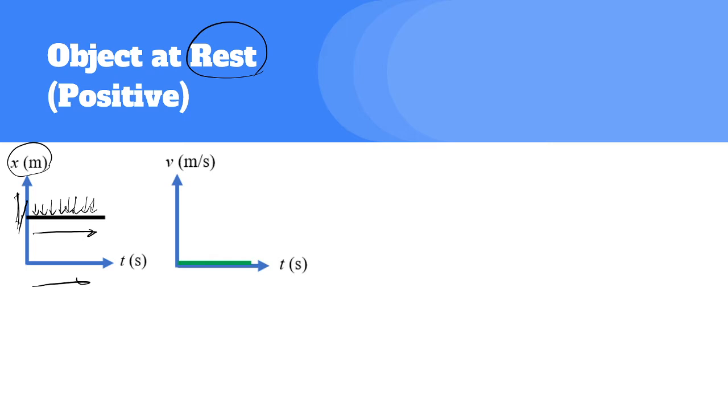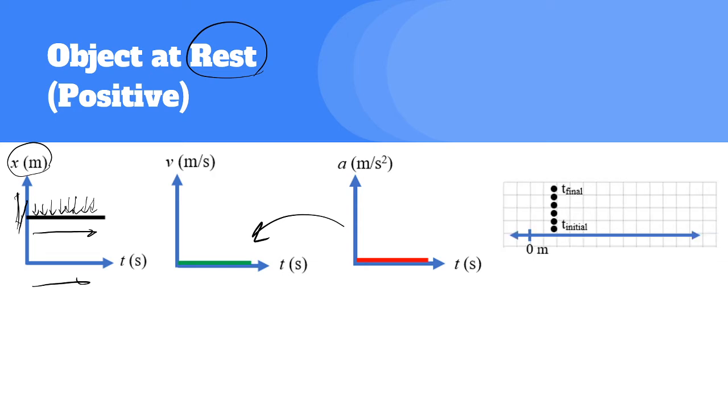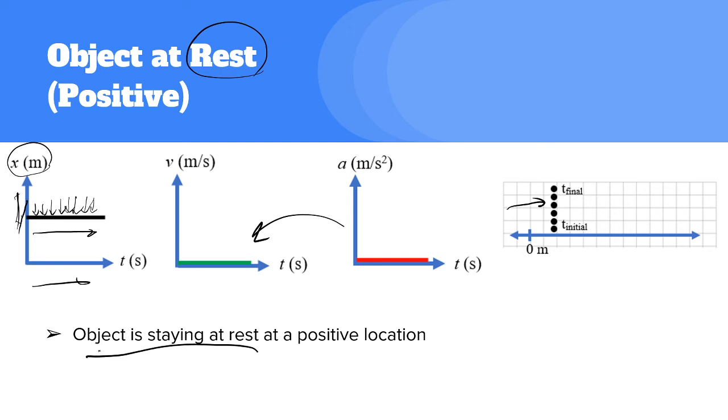And your velocity, since you're at rest, is 0. Acceleration is the derivative, or whatever you do at the velocity-time graph over time determines the acceleration. Since you're not changing your velocity at all, your acceleration will be 0 too. And the motion map: if you are seeing the object at the same location all the time, we represent it by putting the dots on top of one another. And what's the verbal definition? The object is staying at rest at a positive location. All right, so representation 1, representation 2, representation 3: they all represent the same motion.